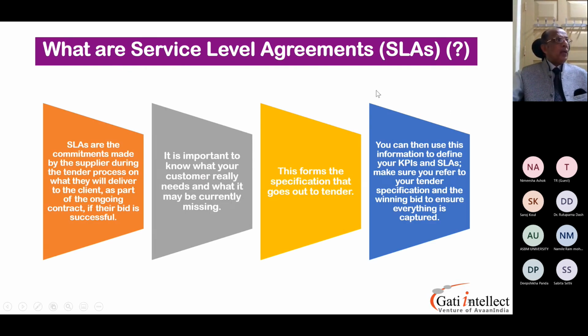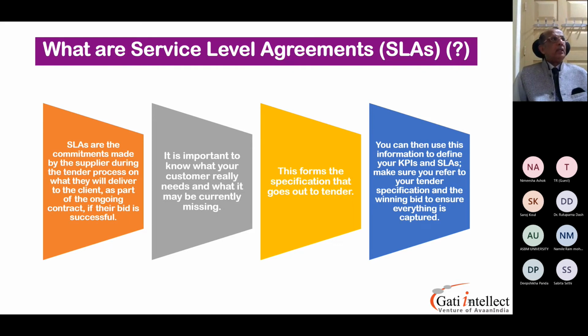Now, another very important thing which I have been talking about from the beginning is the service level agreements. It's a very, very important thing in my mind, and I want you to understand this concept of service level agreements properly. Okay, let's see what it is. The service level agreements are the commitments made by the supplier during the tender process on what they will deliver to the client as part of the ongoing contract if their bid is successful.